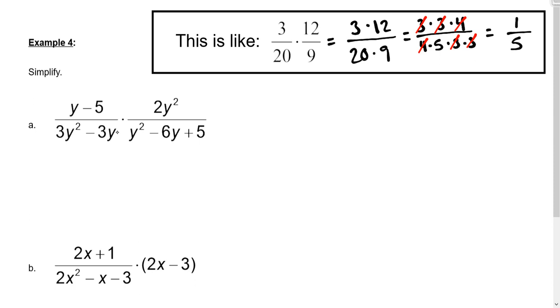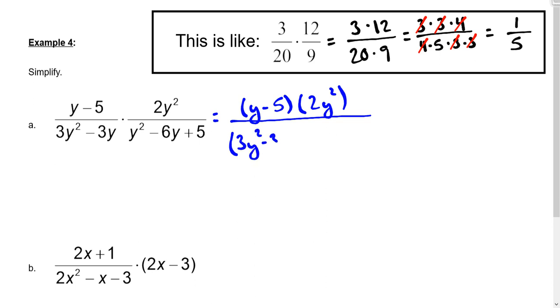2y squared and 3y squared minus 3y, well, this is a monomial. There's probably a monomial term that I can go through and eliminate, all right? But first, I'm going to write it all out as a single rational. So I'm going to do parentheses because that makes it easier to organize. So I have y minus 5, and then that's getting multiplied by a 2y squared. Then down in the denominator, I have a 3y squared minus 3y, and that's getting multiplied by a y squared minus 6y plus 5. Okay, so now I'm going to start trying to factor what I can factor.